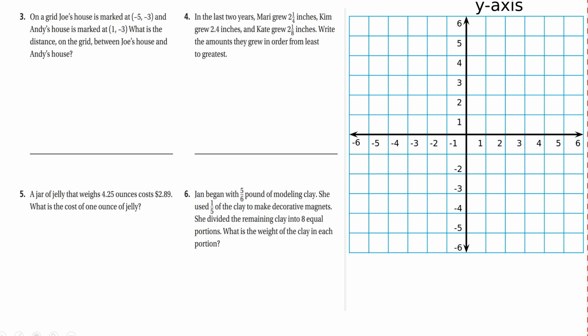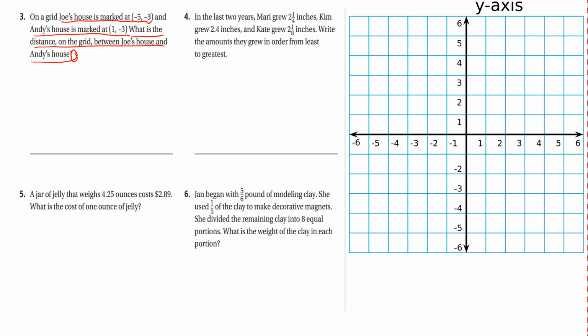Okay, let's look at number 3. On a grid, Joe's house is marked at -5, -3. Andy's house is at 1, -3. What is the distance on the grid between their houses? Well, the easiest way to do that, use your graph paper, graph those 2 points, and then move on.